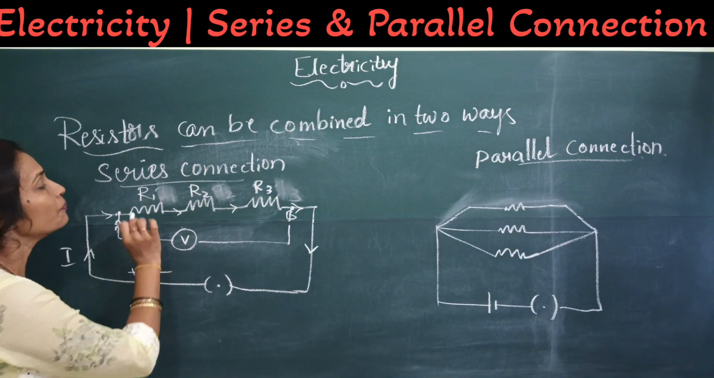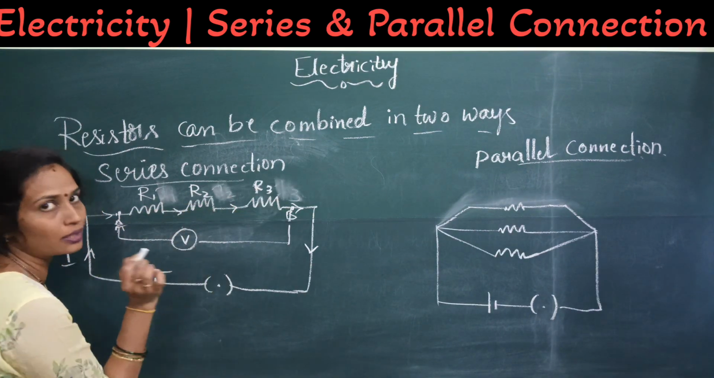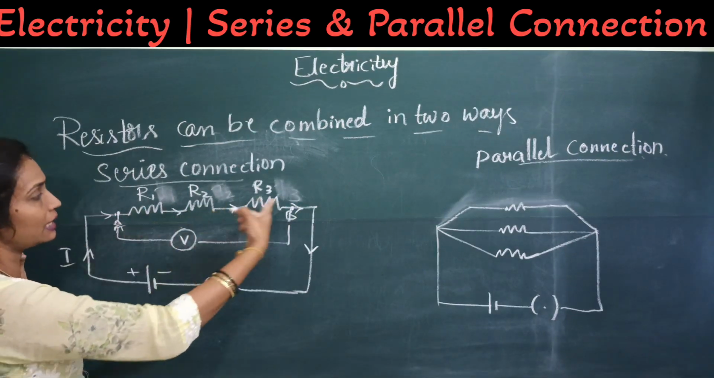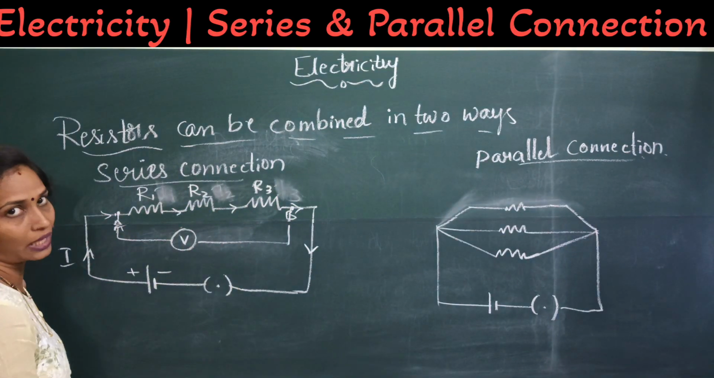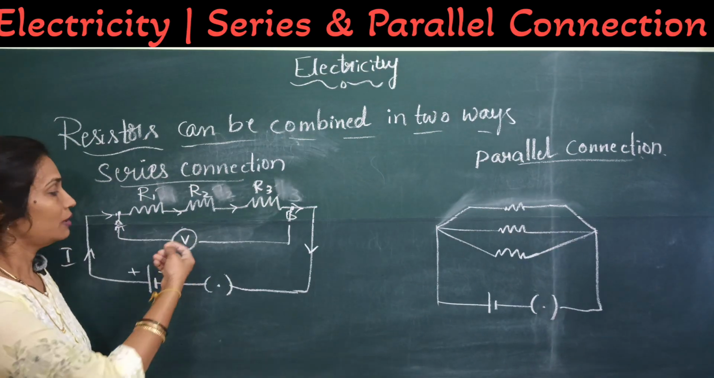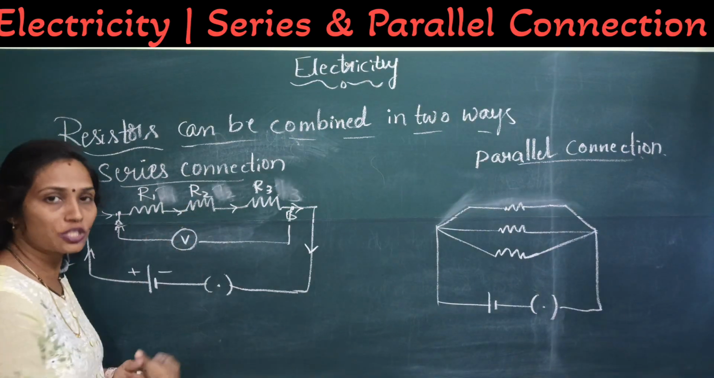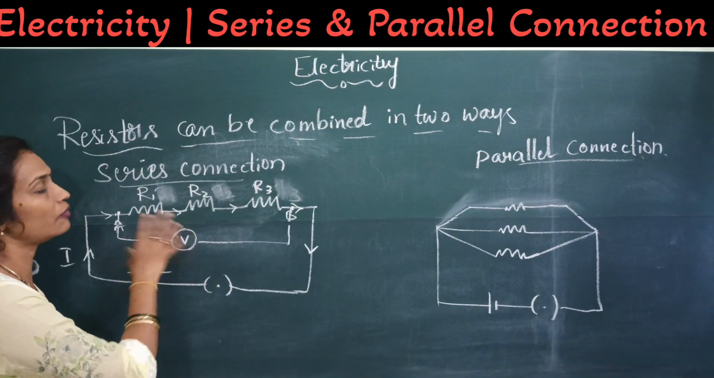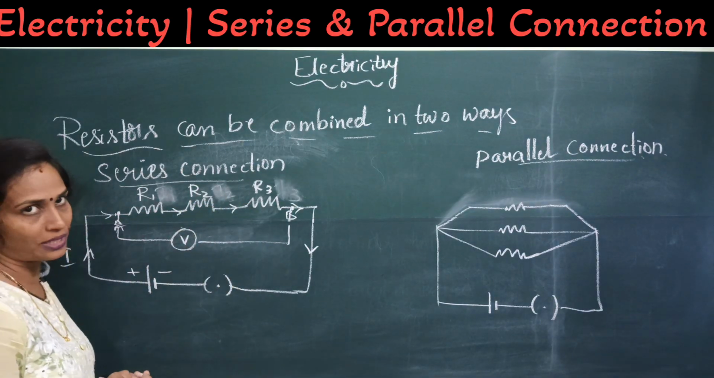Just note down this one. R1, R2, R3 are the three resistances connected in a single line, that is series connection. And A and B are the points where you can measure the voltage, the potential difference, which is calculated with the help of these two points.